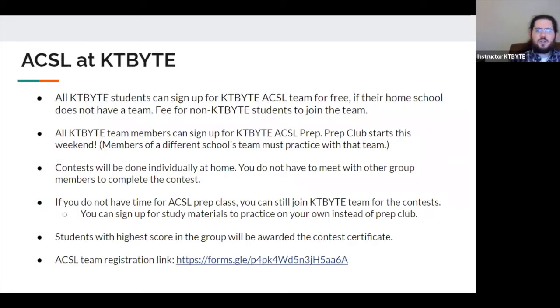So we had some questions already about how to register and how the teams work. First of all, any Katie Byte student can be on the team. If you've already prepared for the contest and you know all the topics and you don't want to do the prep club, that's okay. You can still be on the ACSL team, and we'll cover that fee. If you're a non-Katie Byte student and you just want access to the contest, we do have to charge a fee for the cost of materials and the organizational side, but it's a pretty small amount.